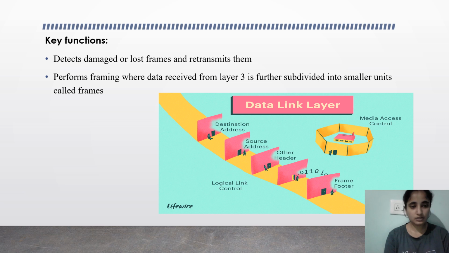Some of the key functions of the data link layer include detecting damaged or lost frames and retransmitting them, and performing framing, where data received from layer 3 is further subdivided into smaller units called frames. This is the example of the data link layer.